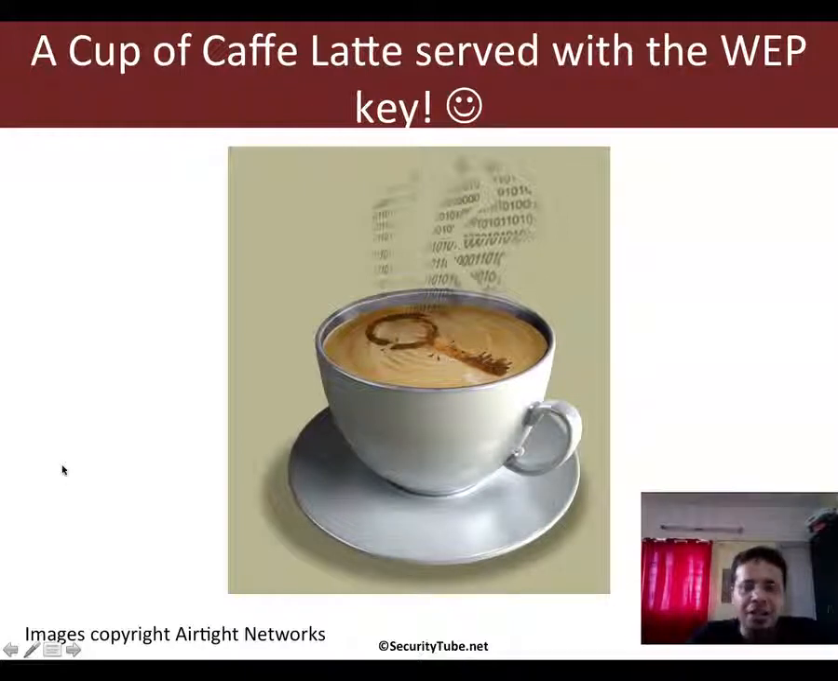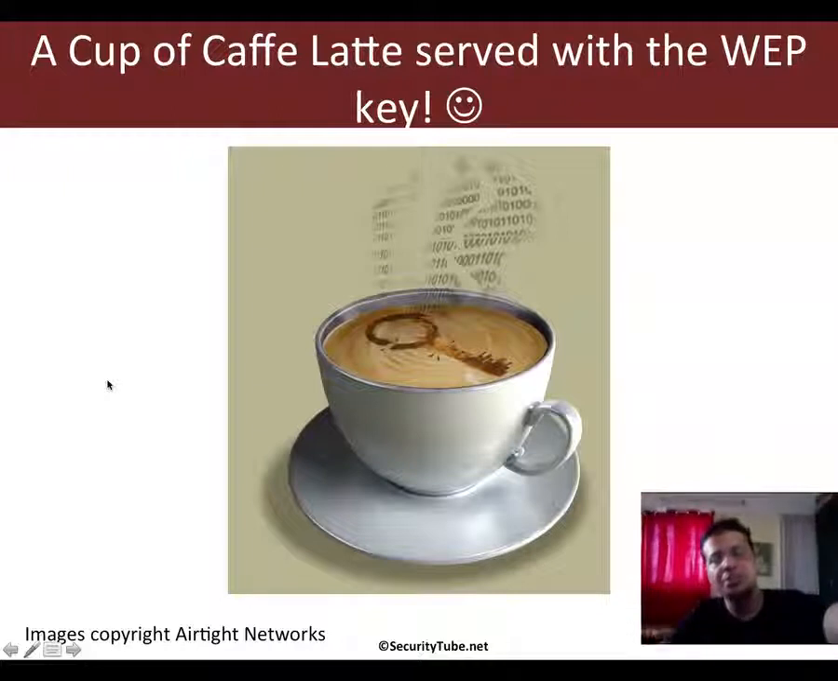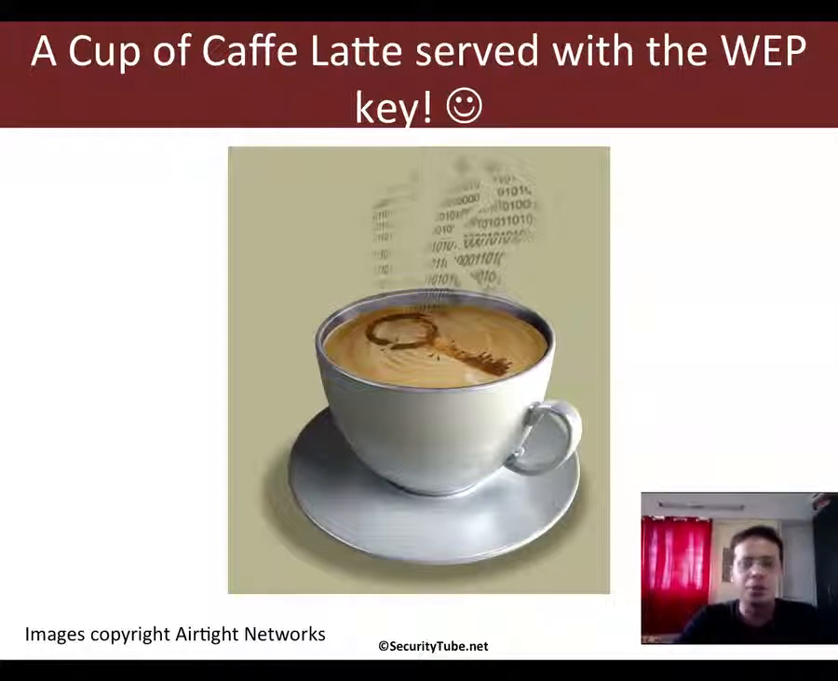And by the way, the next couple of images and slides are all copyright of AirTight Networks. That's where I used to work when I did all of this interesting research. So due acknowledgements to them.